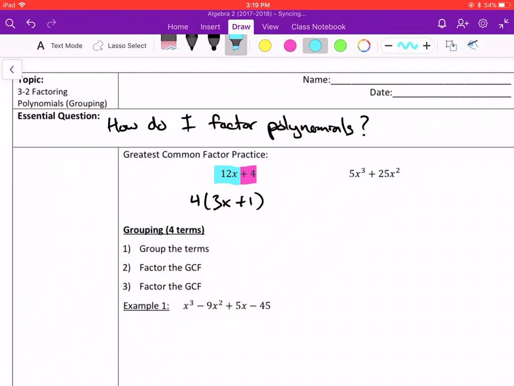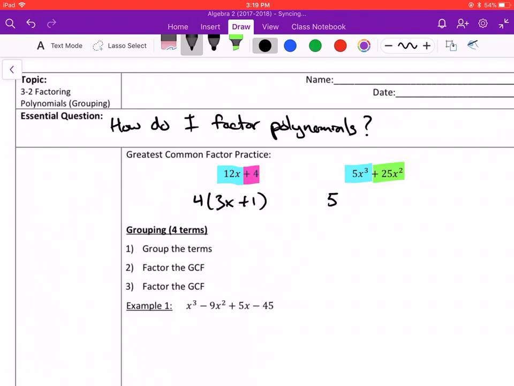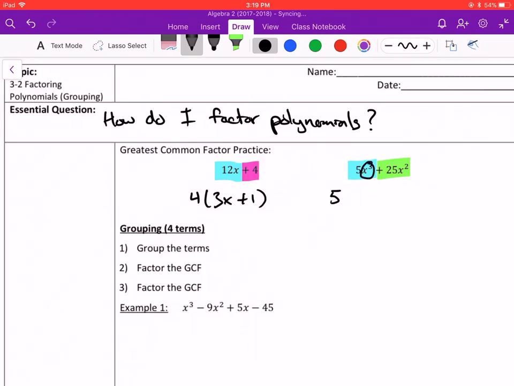So if I have the terms 5x cubed and 25x squared, what is the greatest common factor, or what can I divide out of each? Well, check your numbers first, right? 5 and 25. Obviously it should be 5, because 5 times 1 is 5 and 5 times 5 is 25. But look at your variables as well. How many x's can I take out of each? Well, there are 3 x's here and 2 here. So at most, I can take out 2 x's from each term.